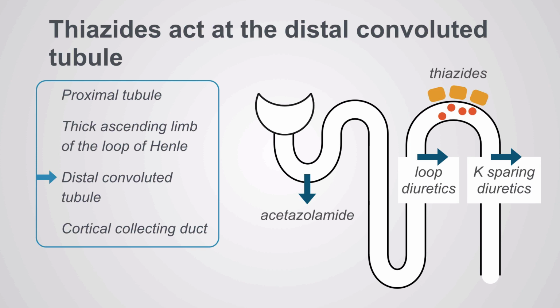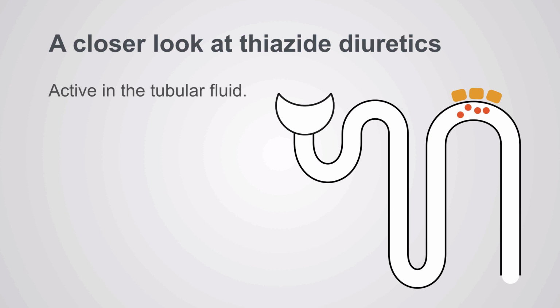Thiazide diuretics act at the distal convoluted tubule. This is the third stop in the kidneys as we wrap through the nephron looking at sodium handling. Thiazide diuretics act after the loop diuretics. So thiazide diuretics are active in the tubular fluid.